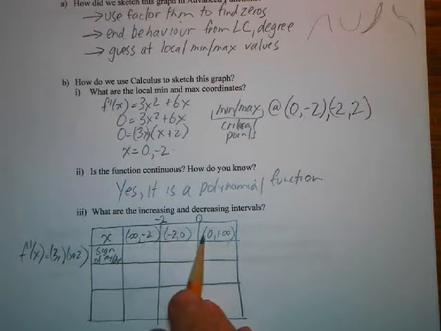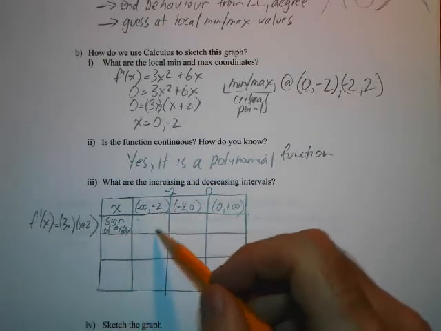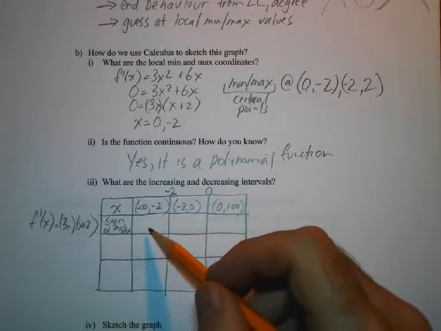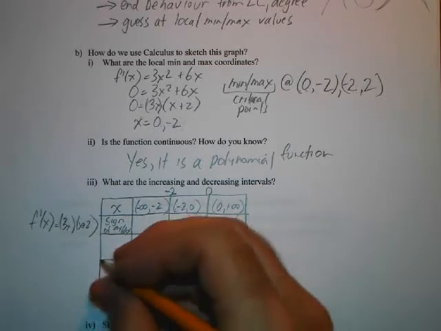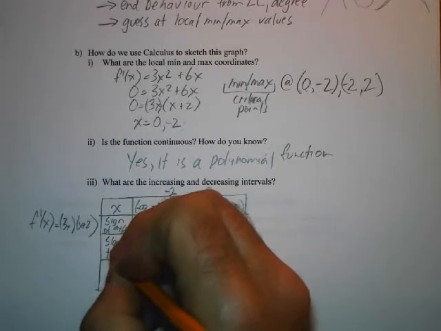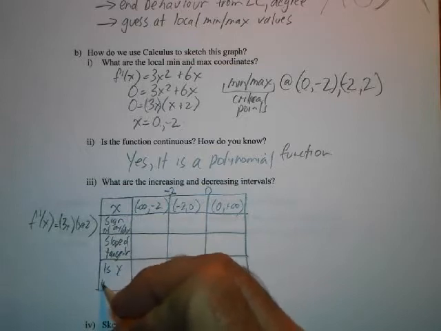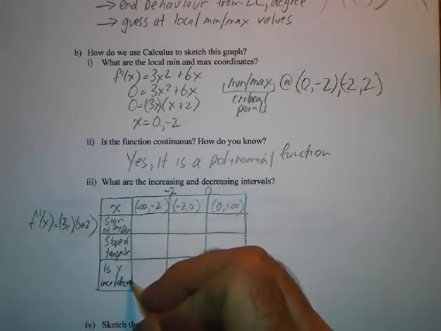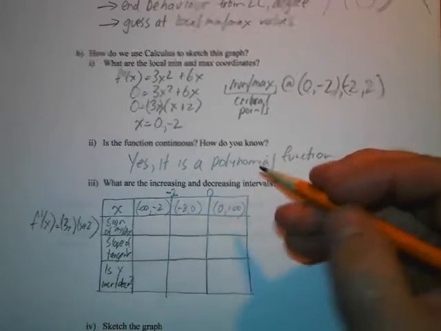Now if you remember this interval testing, we're going to do interval testing here. So I want to know what's the sign of the derivative here, and that's going to tell us whether the function is increasing or decreasing, which we're going to put here. So slope of tangent, it's really the same thing. And then we're going to do a more visual one: is y increasing or decreasing? Okay, so they're all related, but as we're learning this, it's not a bad approach.